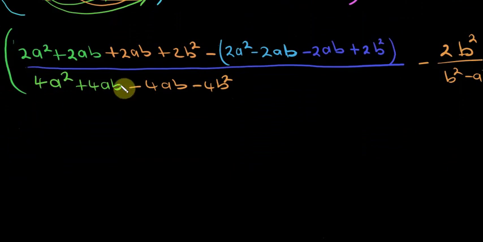Alright, let's collect like terms now. Okay, we have 2a, not like terms yet. 2ab plus 2ab, that's 4ab, so write 2a squared plus 4ab plus 2b squared.